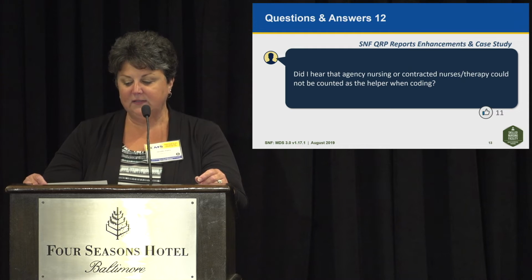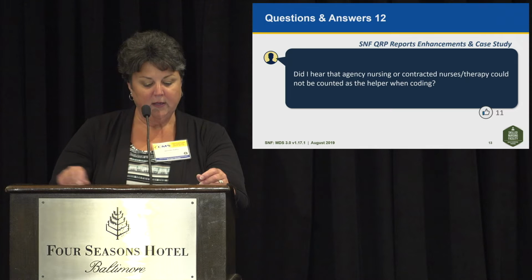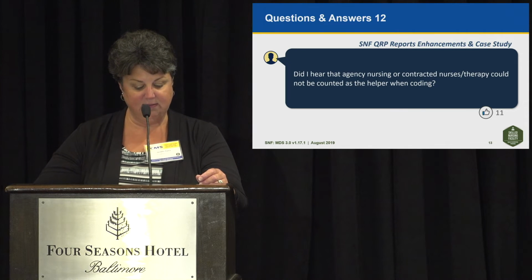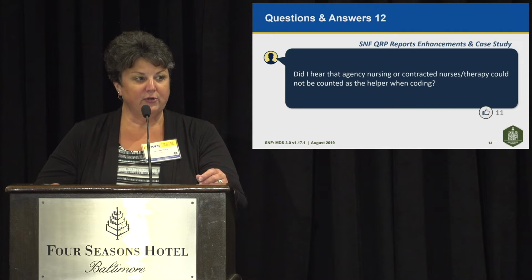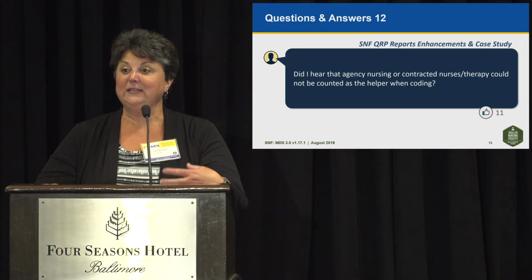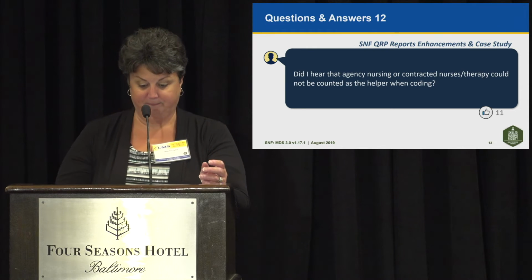Therefore, when helper assistance is required because the resident's performance is unsafe or poor quality, only consider facility staff when scoring the amount of assistance provided. So the short answer is, can you count agency staff? Yes, if your facility is paying them, you can count them.